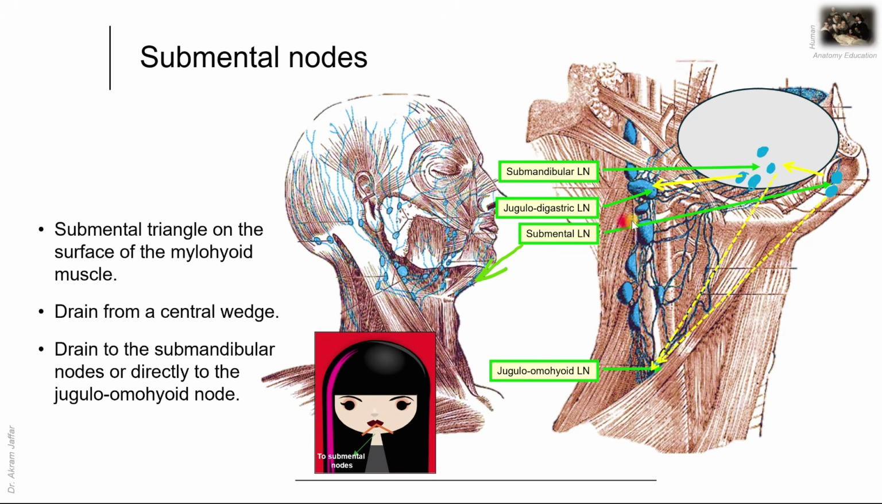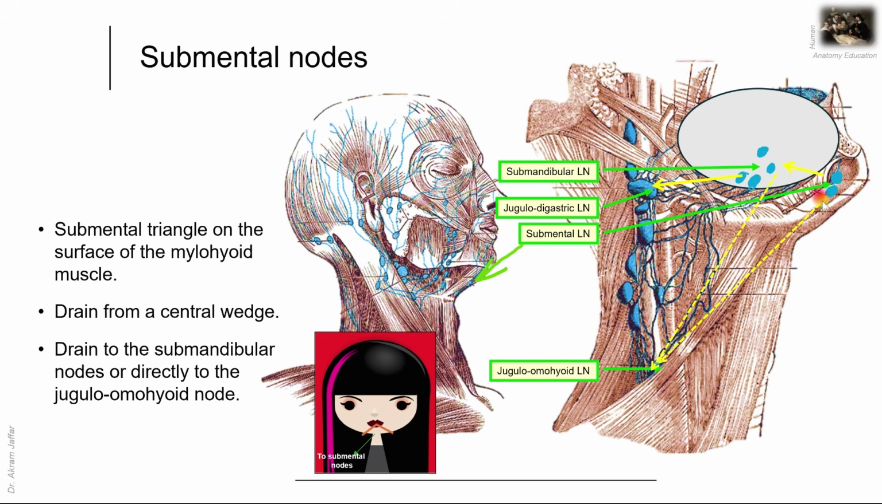They drain to the submandibular group of lymph nodes, the next group of the outer circle. Some of these lymphatics will go directly to the Jugulo-Omohyoid node, a member of the inferior group of the deep cervical lymph nodes. Of course, submandibular lymph nodes are going ultimately to drain to the upper deep cervical lymph nodes and then will drain to the lower deep cervical lymph nodes.